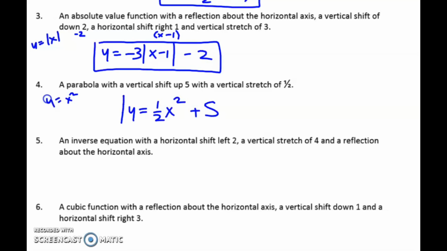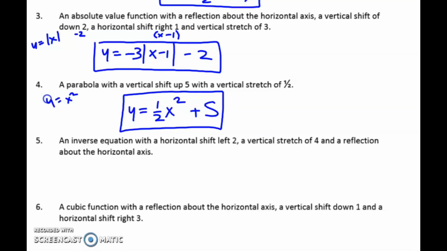Okay, that's pretty straightforward. Just when it comes to your quadratic, make sure you understand the difference between an x squared plus 5 and an x plus 5 squared. Very different. This is a vertical shift here, but if you put it inside with parentheses, then it becomes a horizontal shift.